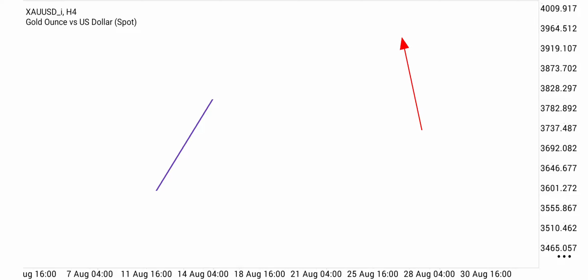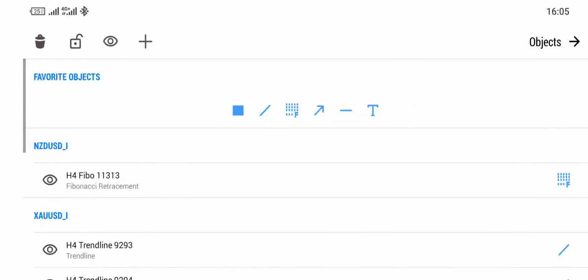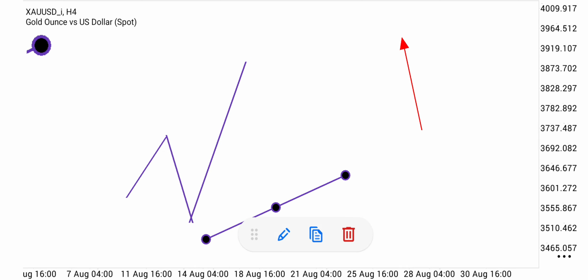Let me just explain the structure here. Let's say we are in an uptrend and we have candles going up there. What will happen is the market will then retrace down to this level. Then after that, what you'd expect is the price to go up.